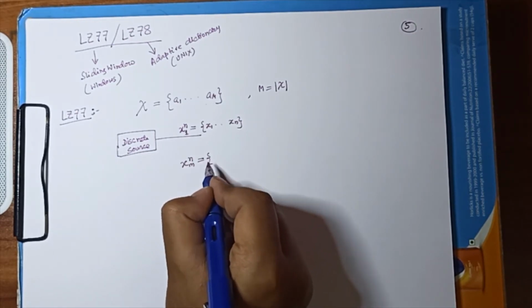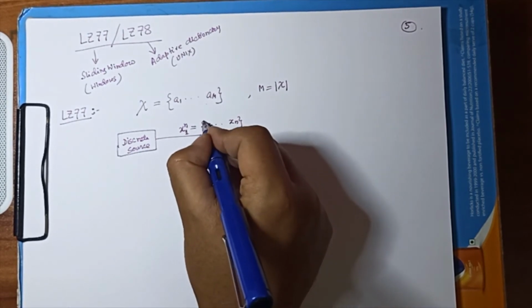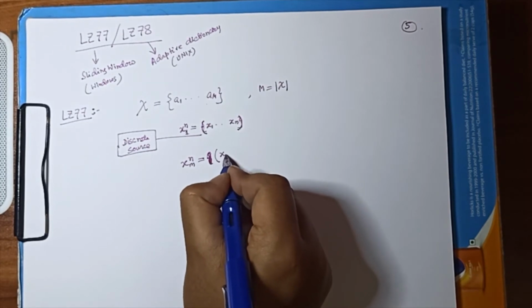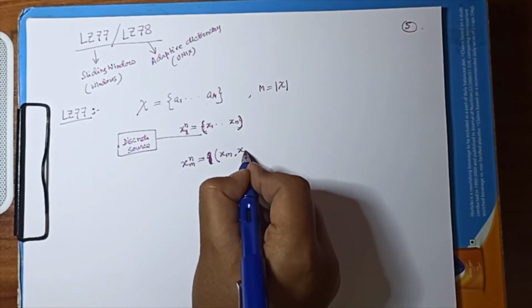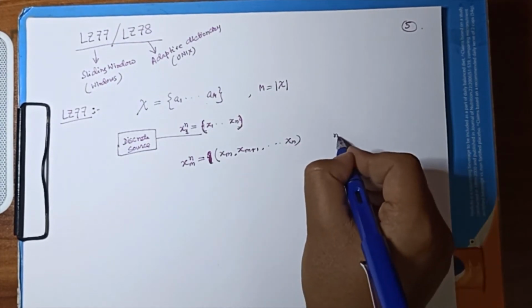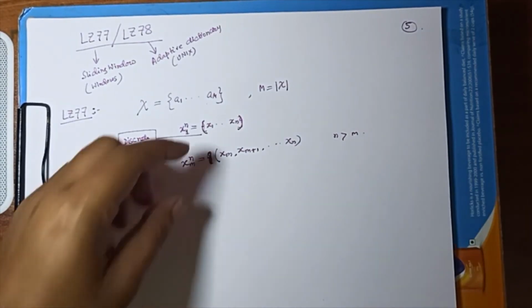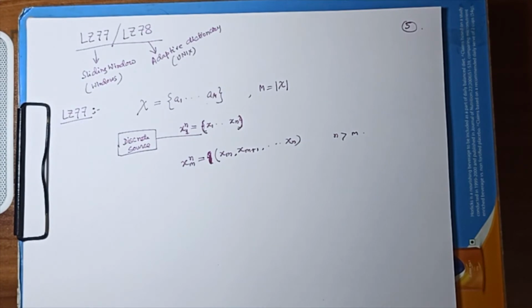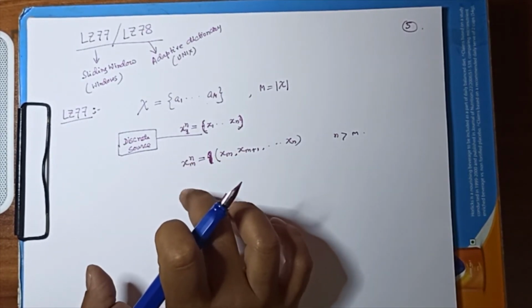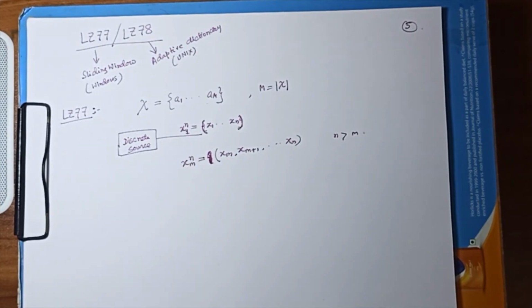It means the sequence, I can write in the first bracket, the sequence starting from xm to xm plus 1 to xn, when n is greater than m. So this is the compact writing of the sequence from xm to xn by this x subscript m superscript n.